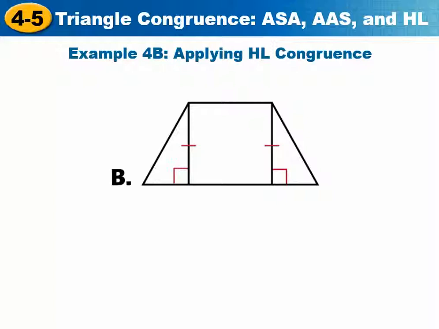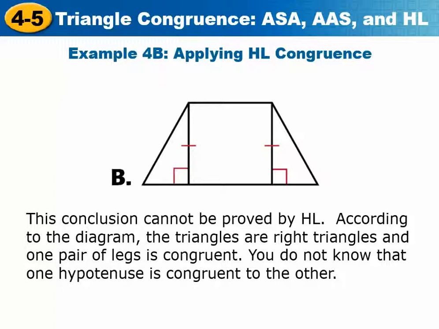All right, let's see how we would use HL in this picture. We have a 90-degree triangle, a 90-degree triangle. We have a leg and a leg, but do we know the hypotenuse? We don't. We don't have enough information to use HL. So in this one, you would not be able to use HL.